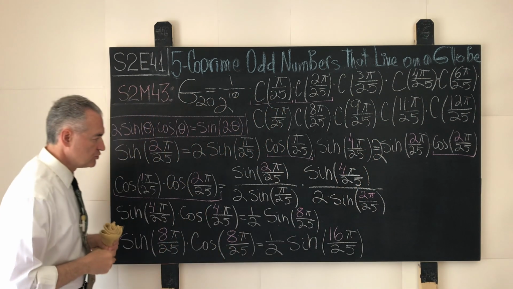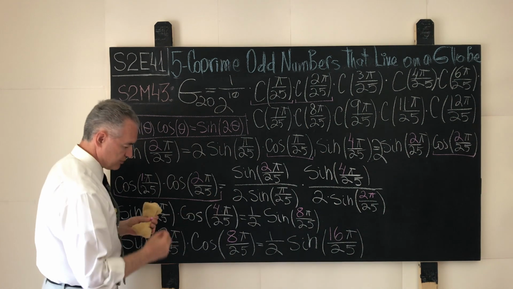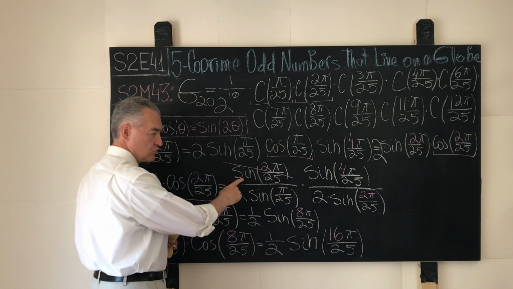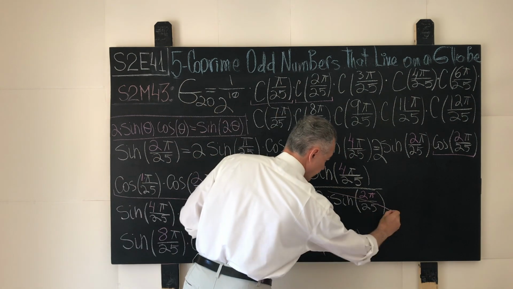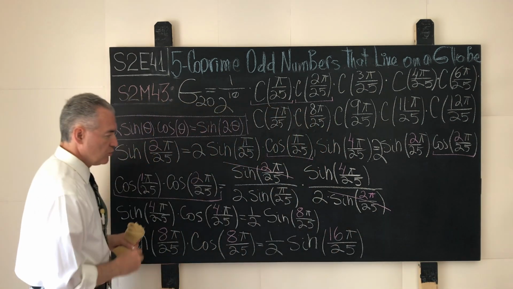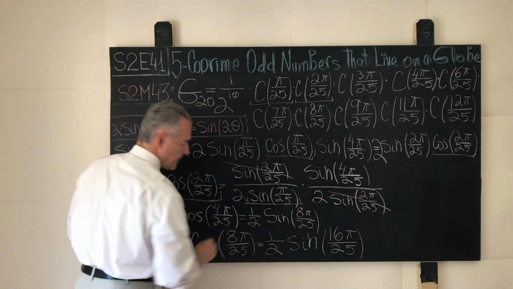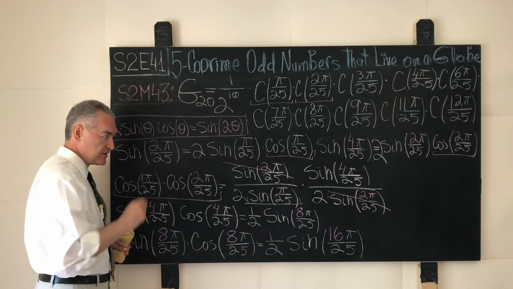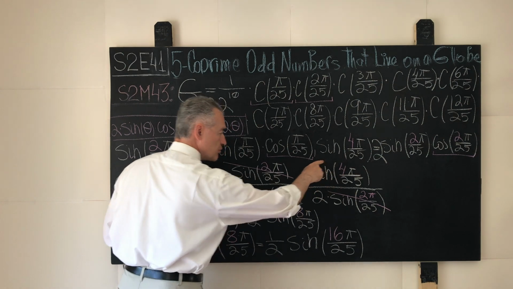But now what do we see? We see that when we construct the product, then what happens? What happens is that the sine of 2 pi over 25 in the numerator and the sine of 2 pi over 25 in the denominator cancel each other out. And what do we have? We have left the sine of pi over 25 in the denominator. We write this down. And the sine of 4 pi over 25 in the numerator.